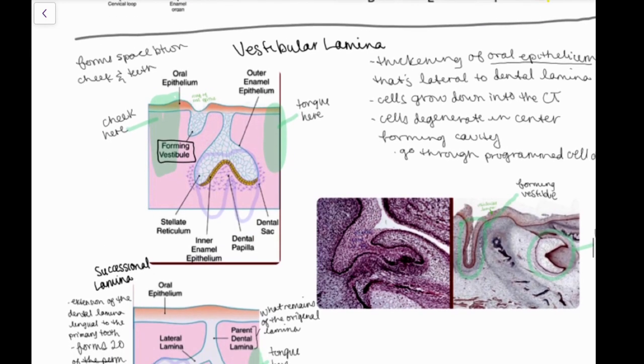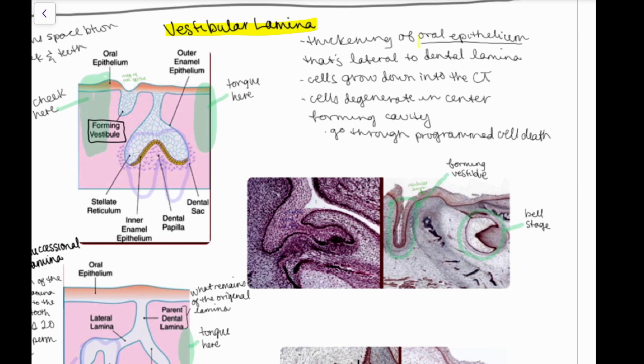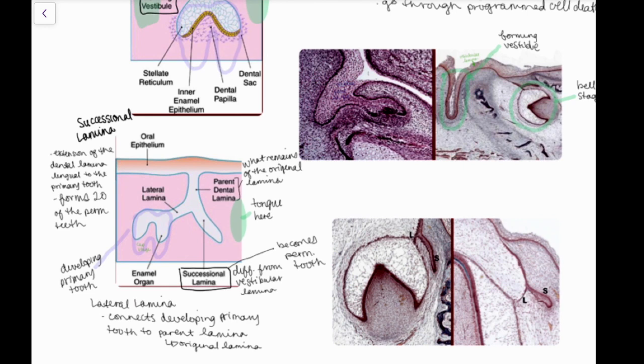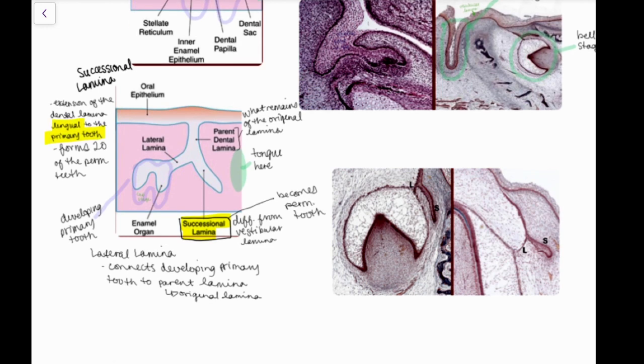Then lastly, we have two laminas. Lamina is basically space. We get the vestibular lamina, which is basically thickening of the oral epithelium. We should know by now lamina, like the first process, lamina is where we have thickening of any epithelial. So this is always lateral to the dental lamina, so the cheek always grows lateral to the tooth structure, whereas the successional lamina is where the permanent teeth will come from. And successional lamina is always lingual to the primary teeth because they're always on the inside towards the tongue.